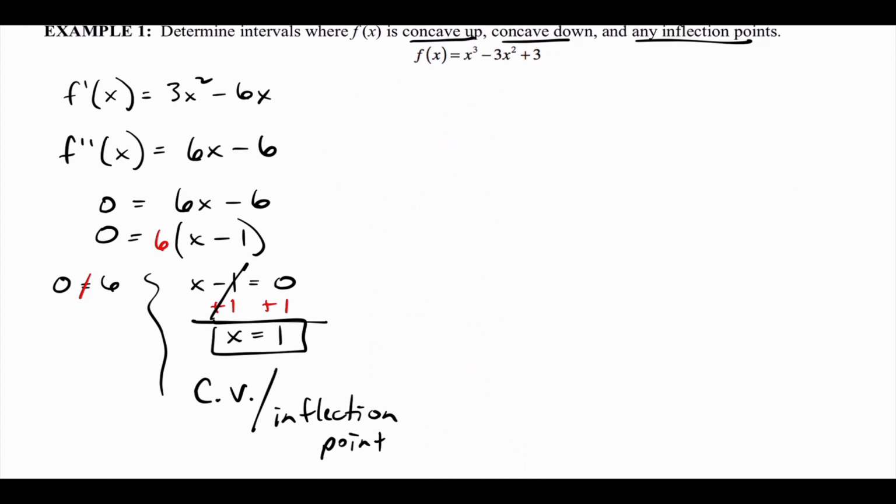Okay. So that means when x equals 1, it's going to change concavity. Now, is it going to change from concave up to concave down, or the opposite, reverse? We don't know. How do we figure it out? Well, we're going to do our number line, just like we did for our first derivative test. We put any critical values in there. I only got positive 1.